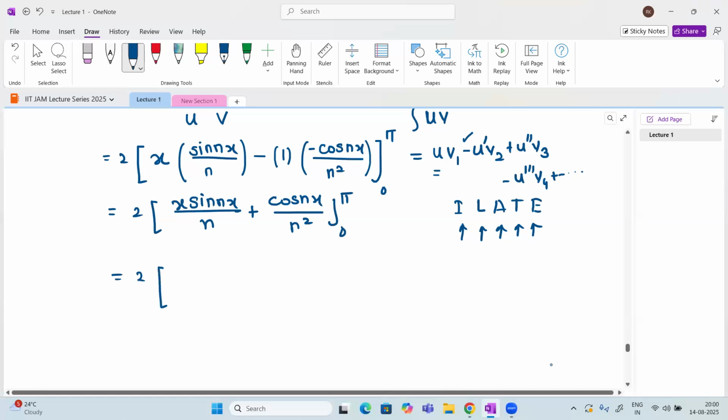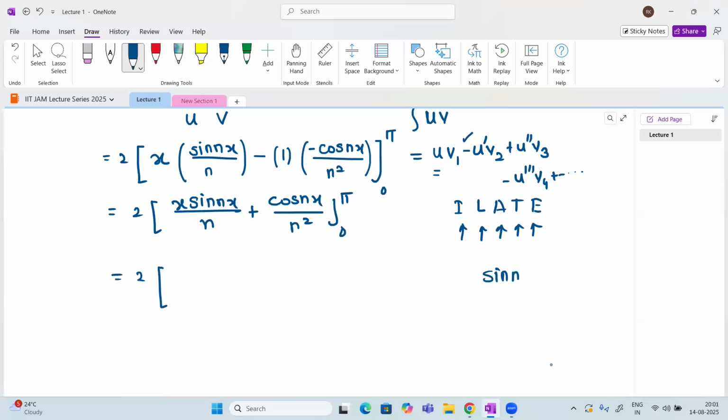Sin n pi, you know sin n pi is always 0. If n is an integer, it is always 0. And what do you think about cos n pi? Minus 1 raised to n. Okay, cos n pi is minus 1 raised to n. Yes, sir. Sin n pi, if you put pi, it will be 0. You will get cos n pi upon n square, minus. If you put 0, first term will be 0.